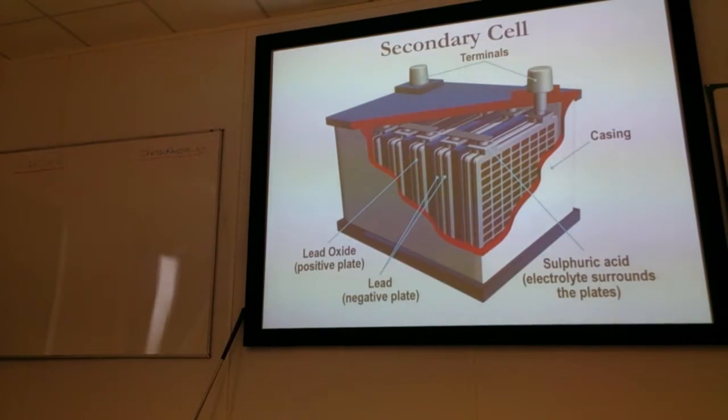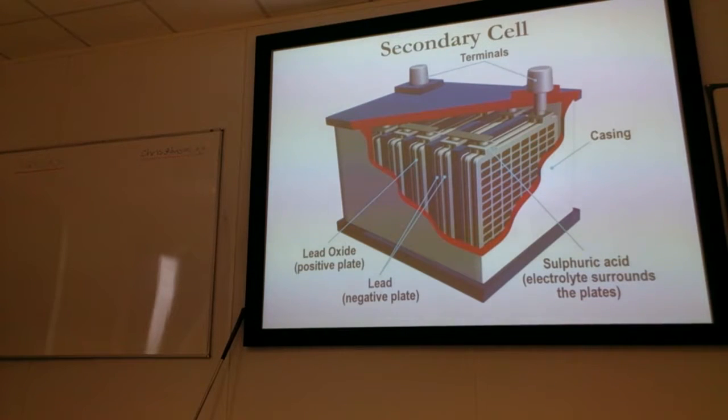Okay. A secondary cell, in this case a lead acid battery, consists of a positive plate of lead oxide and a negative plate of pure lead. In between we have an electrolyte of dilute sulfuric acid, in a casing. Each cell is connected to its neighbour, in series in this case, to give us the sum total through the battery.